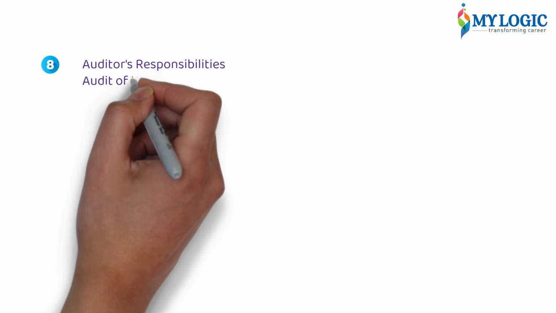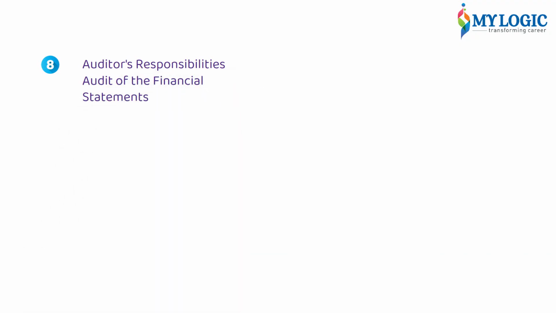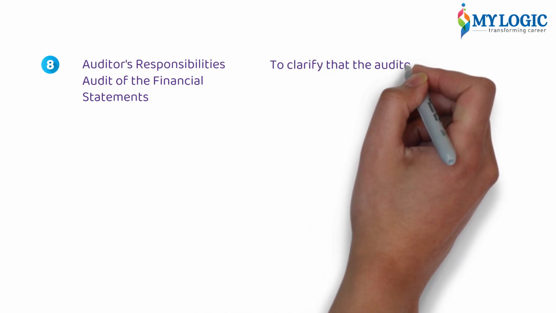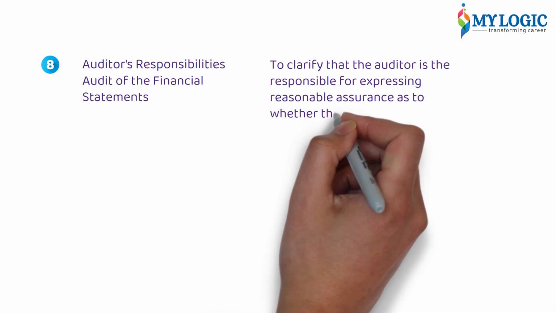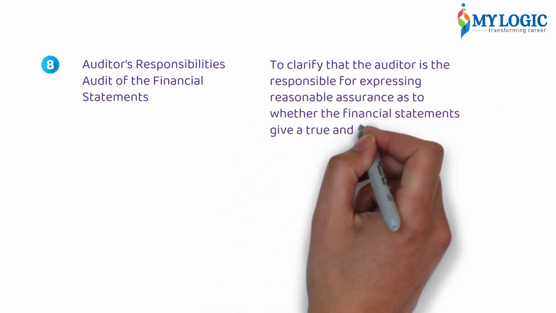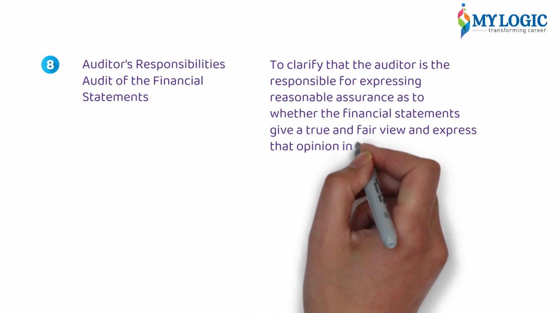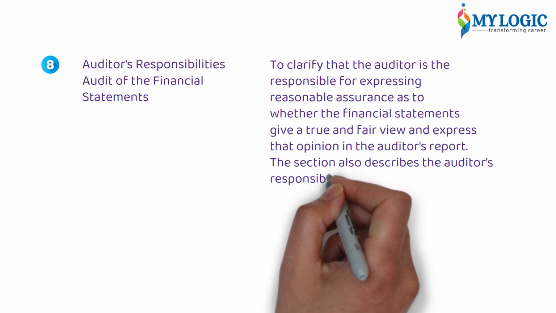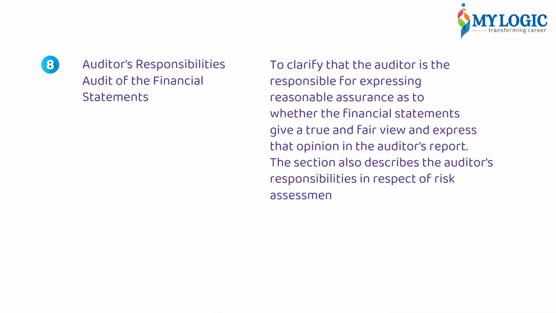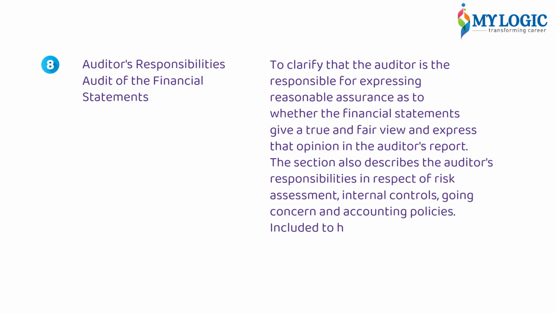Section 8. Auditor's responsibilities for audit of the financial statements. Purpose. To clarify that the auditor is responsible for expressing reasonable assurance as to whether the financial statements give a true and fair view, and express that opinion in the auditor's report. This section also describes the auditor's responsibilities in respect of risk assessment, internal controls, going concern, and accounting policies, included to help minimize the expectation gap.